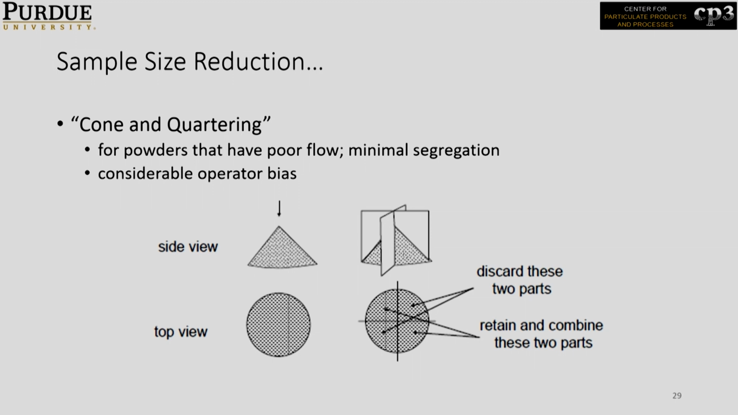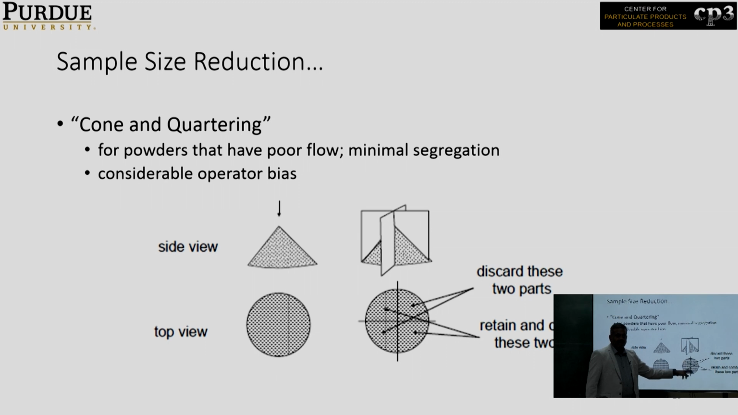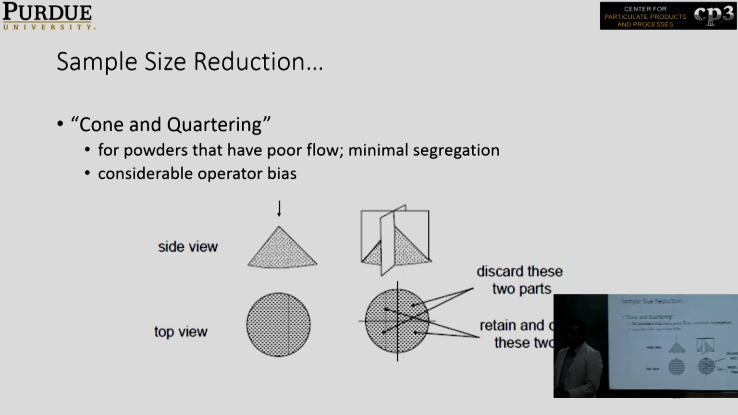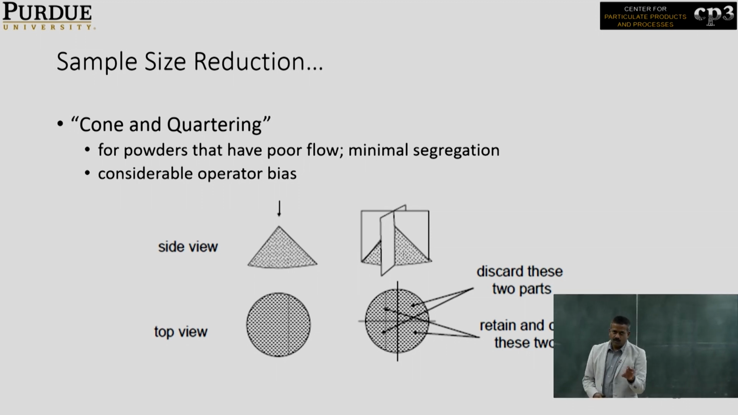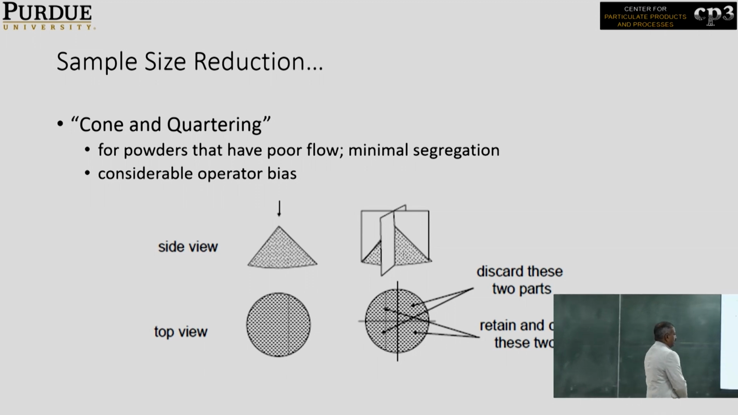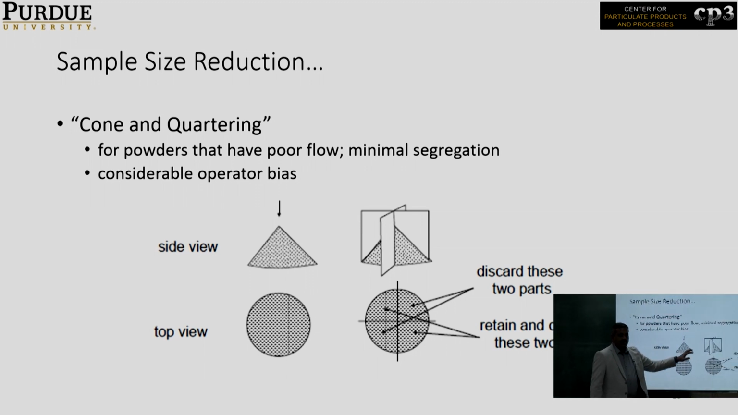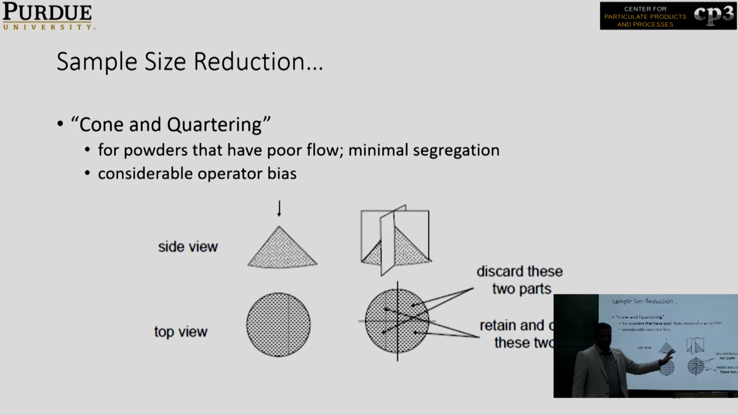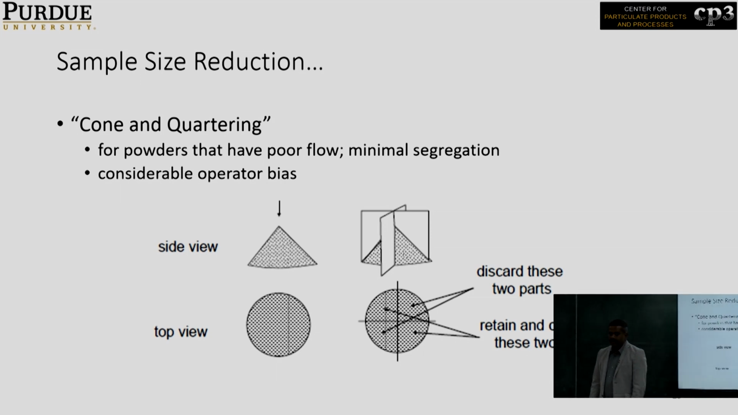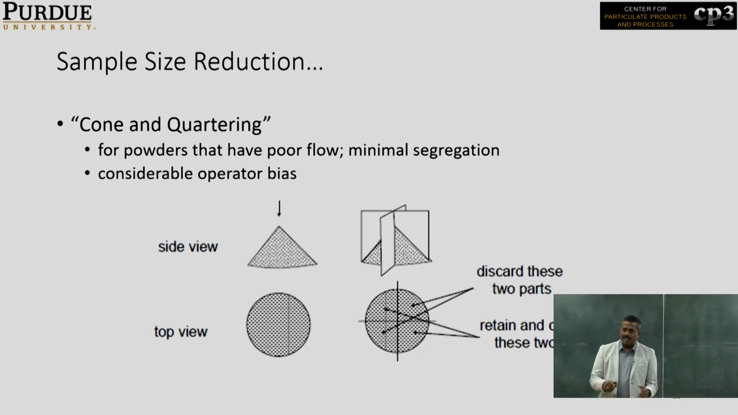You can make the sample into a cone and then subdivide the cone into 4 equal parts, throw 2 of them away and mix the other 2, then keep on subdividing till you get the amount of sample that you wanted. When the material flows into a pile, it would have segregated into different sections within the pile, and also from bottom to top. So that's why you divide them into 4, throw 2 of them out, mix the other 2, and keep on subdividing.